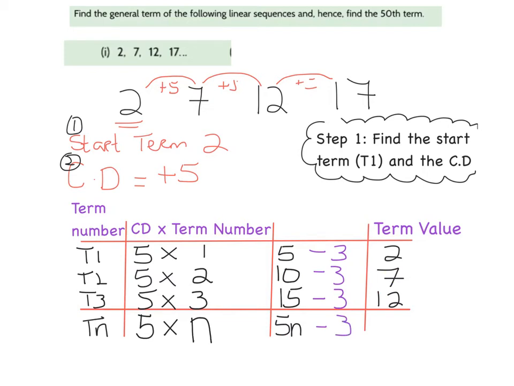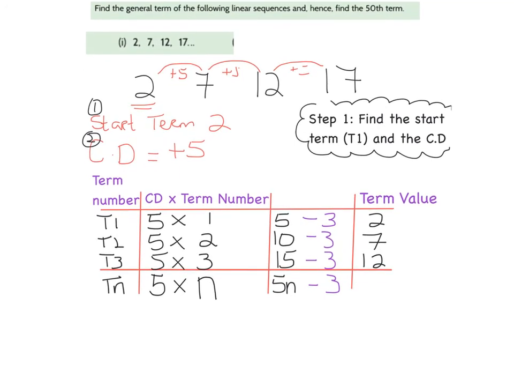And this here, guys, is super important because this is the rule for whatever term you want to find. It is 5n minus 3. So I've found the general term, or the rule, for this sequence. Whatever term I'm looking for, I just use this formula, 5n minus 3. So I'm going to make this a little bit smaller, to give myself a little bit more room.